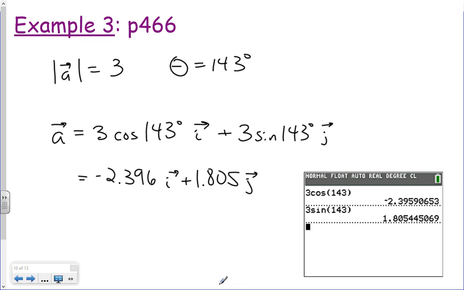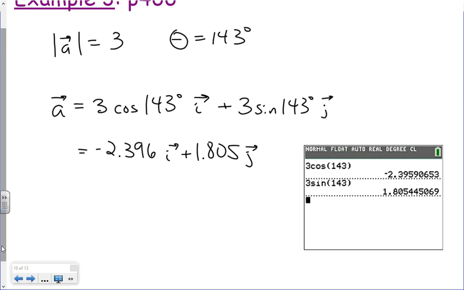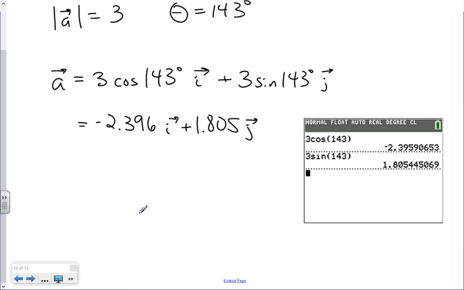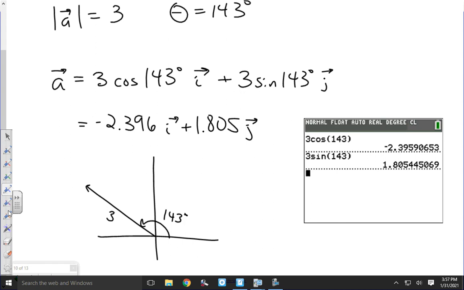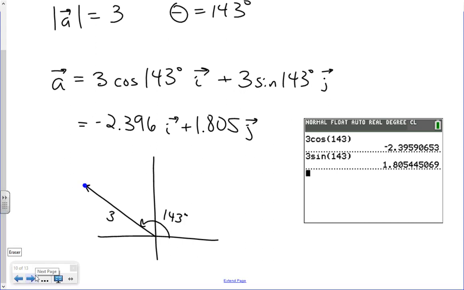And in fact, if you wanted to, you could then sketch this vector. They told you that it was 143 degrees and that it was a magnitude of 3. So if we were to sketch this vector from standard position, 143 is in the second quadrant. This would be an angle of about 143 degrees. And we'll say that this has got a magnitude of 3. So the two numbers that we came up with here for the components of this, if we were to look for what's the name of that point right there at the head of that vector, that right there is the point negative 2.396, 1.805.